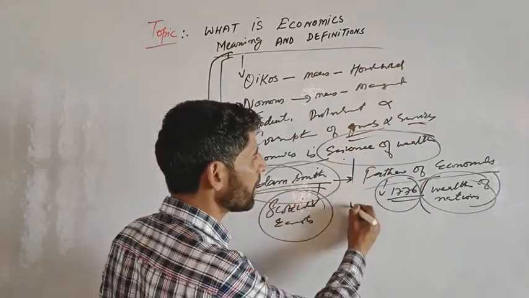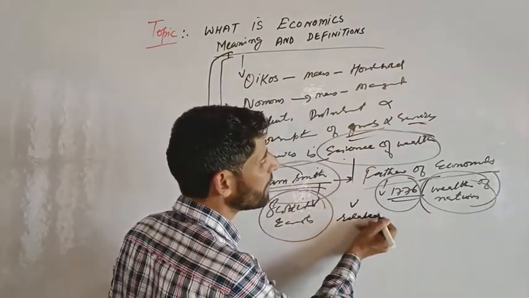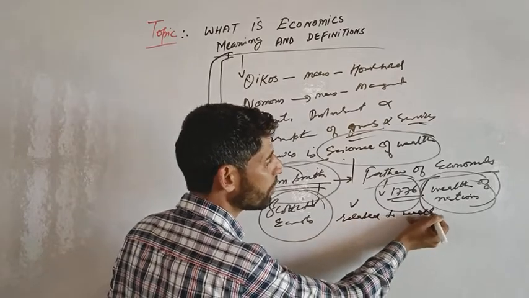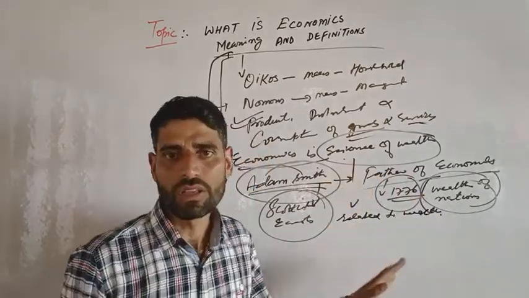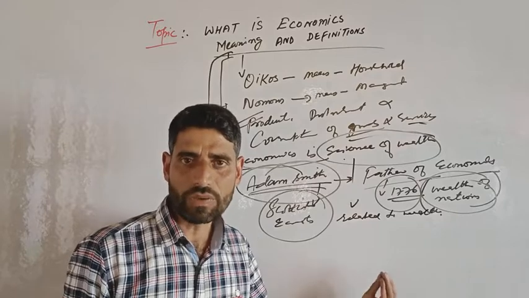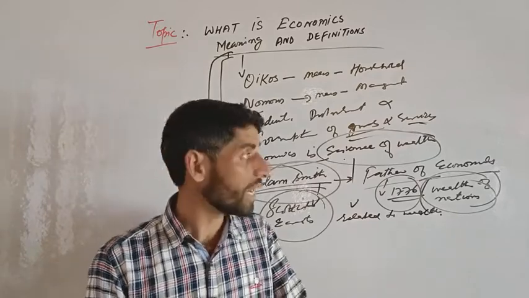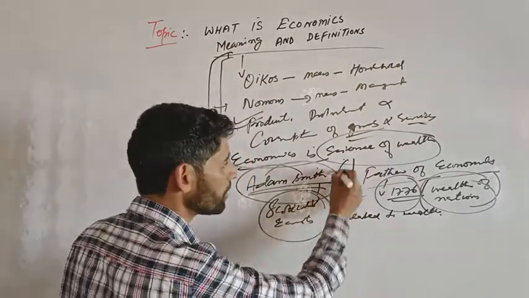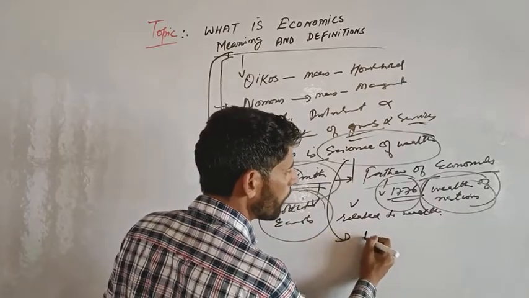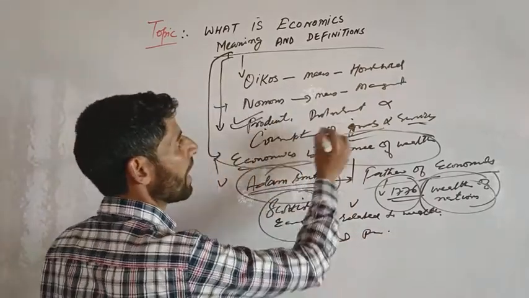So it's only related to what? It's related to wealth. Clear? It deals with production, distribution, and consumption. This definition deals with what? It deals with production, distribution, and consumption.